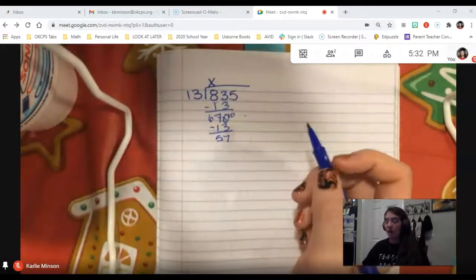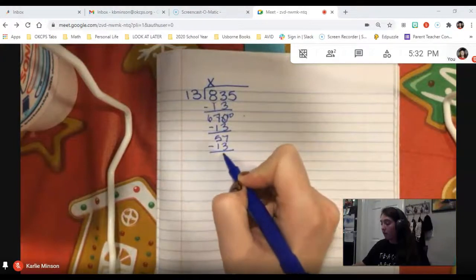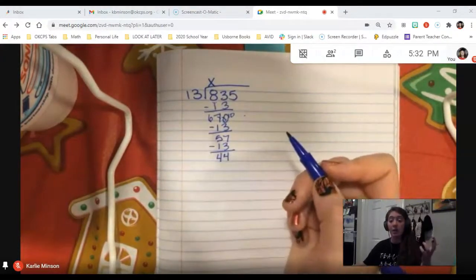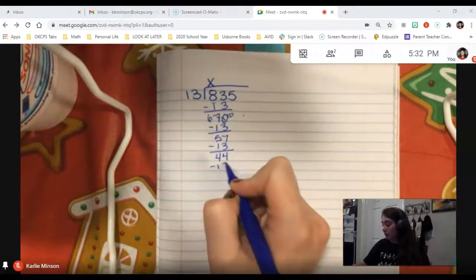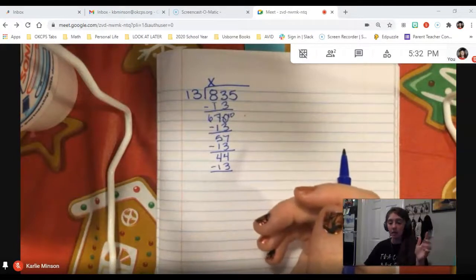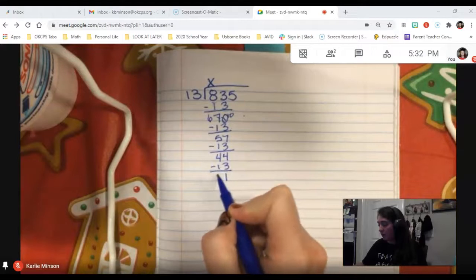And I can still subtract 13, so I keep going. 7 minus 3 is 4. 5 minus 1 is 4. Again, I can still subtract 13, so I keep going. So again, I subtract 13 as many times until I cannot subtract 13 anymore. 4 minus 3 is 1. 4 minus 1 is 3.